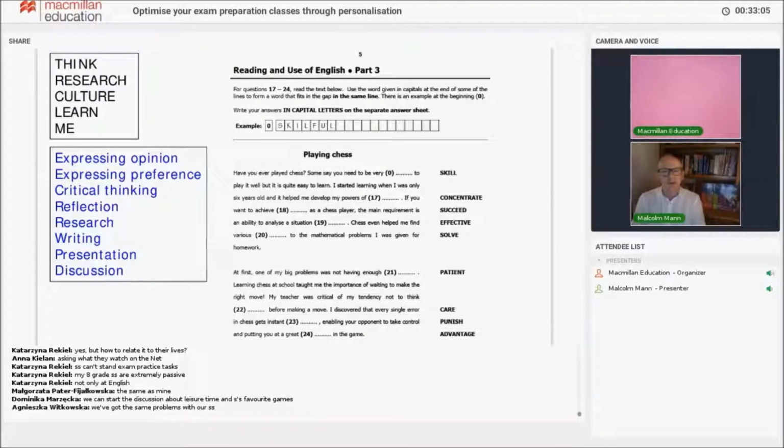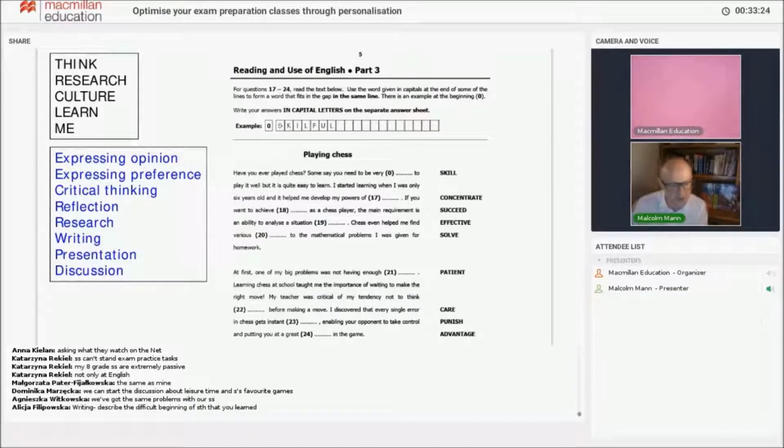You could start the discussion about leisure time and someone's favorite games. Yes, absolutely. And then that leads into the exam practice task, playing chess. I think that's very simple and very effective. Very good. Anyone else got any ideas? Obviously, that one would be before the exam practice task.